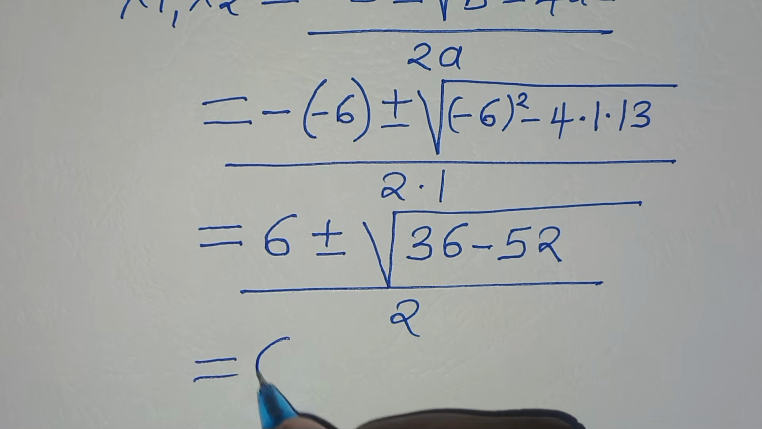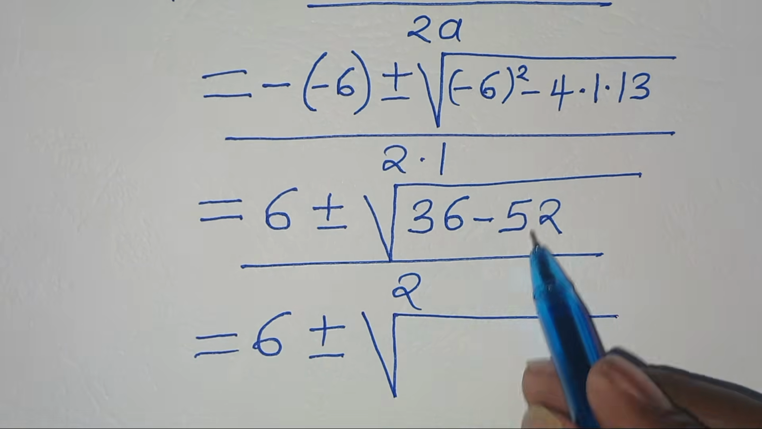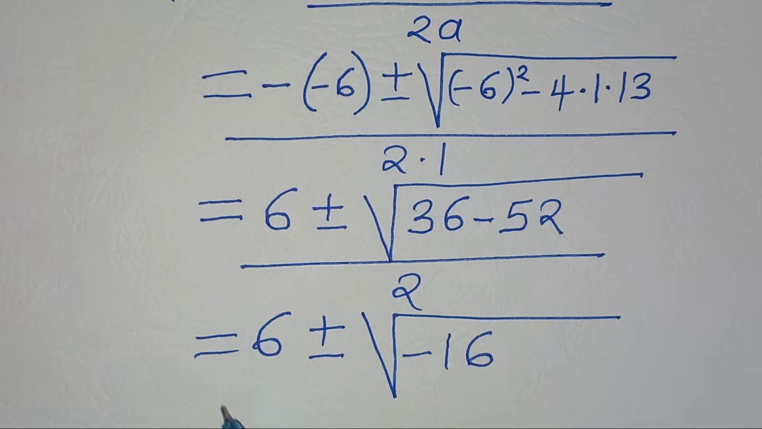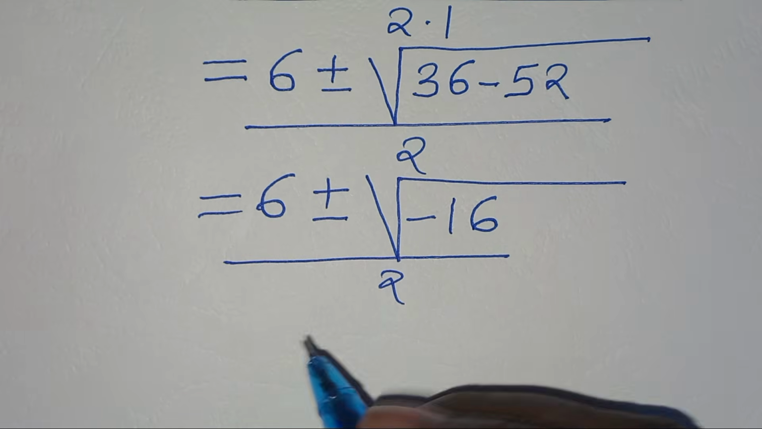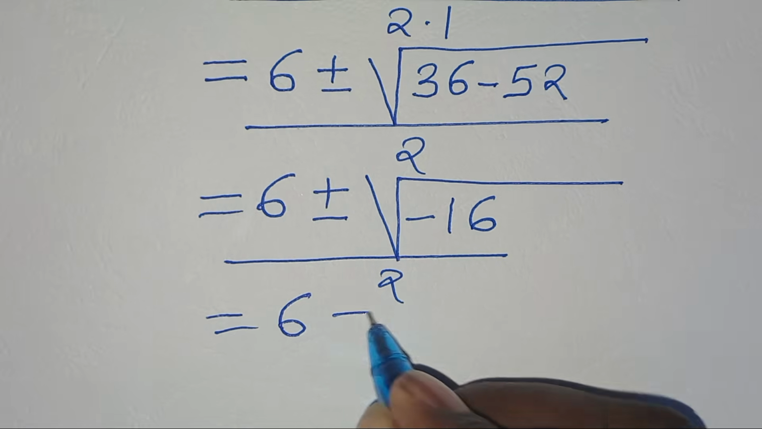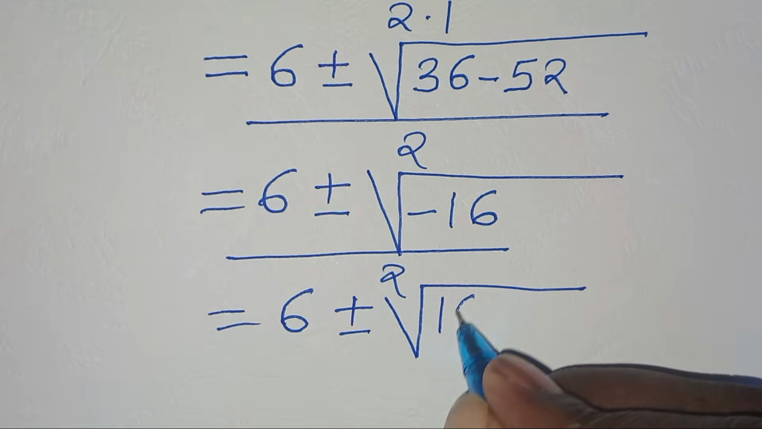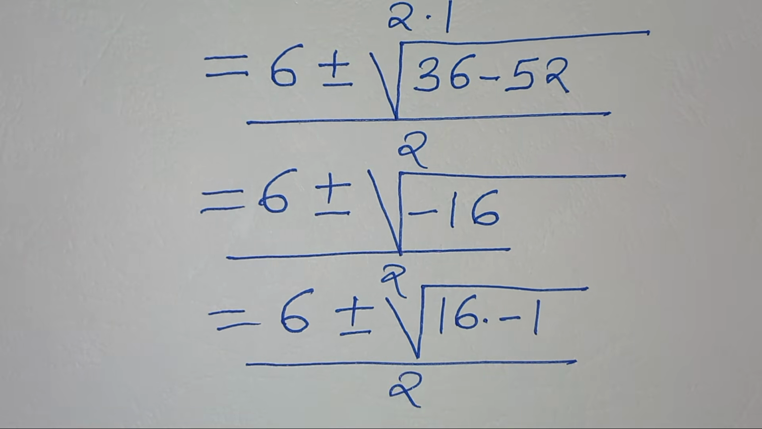So here we have 6 plus or minus the square root of 36 minus 52. This is negative 16, divided by 2. So here we have 6 plus or minus. We can express the square root of negative 16 as the square root of 16 times negative 1, divided by 2.